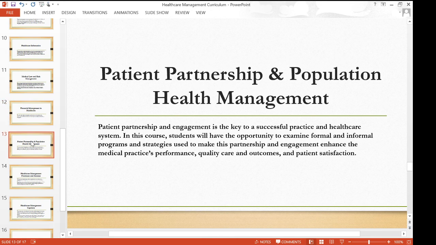The next subject is patient partnership and population health management. Patient partnership and engagement is the key to a successful practice and healthcare system. In this course, students will have the opportunity to examine formal and informal programs and strategies used to make this partnership and engagement enhance the medical practice, performance, quality care and outcomes, and patient satisfaction.